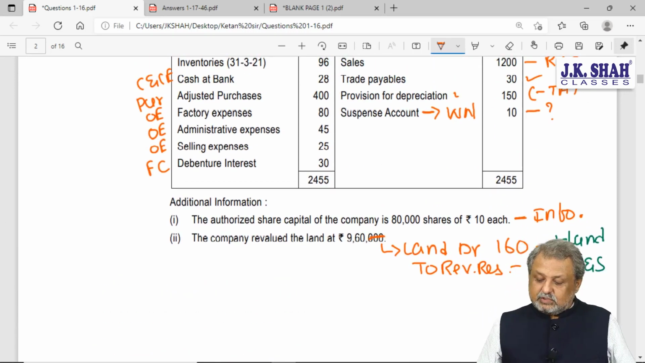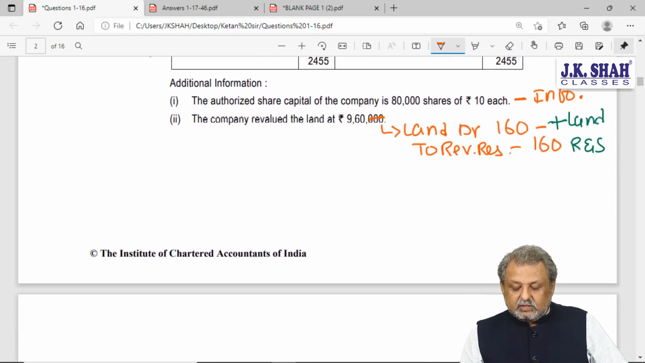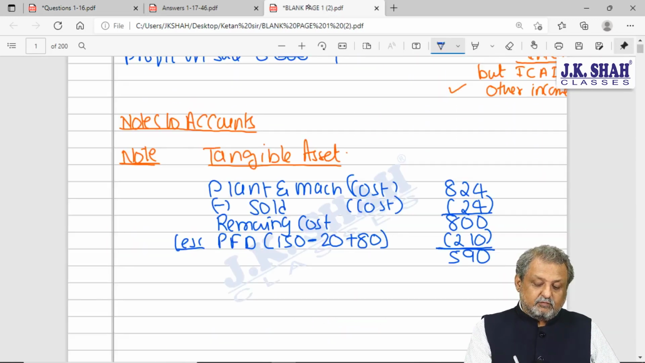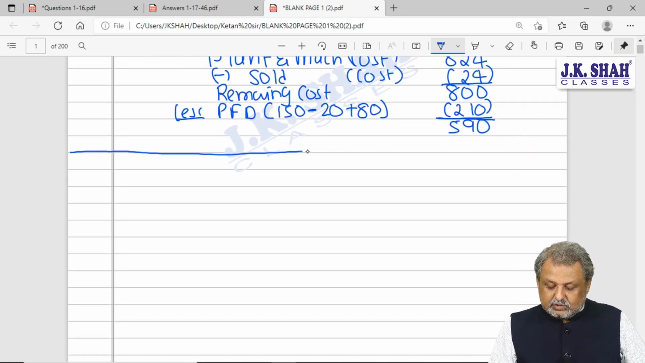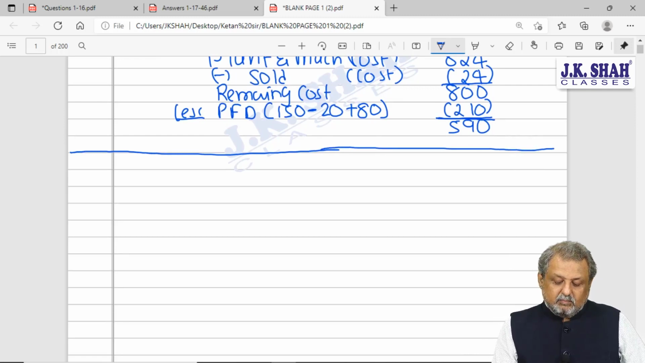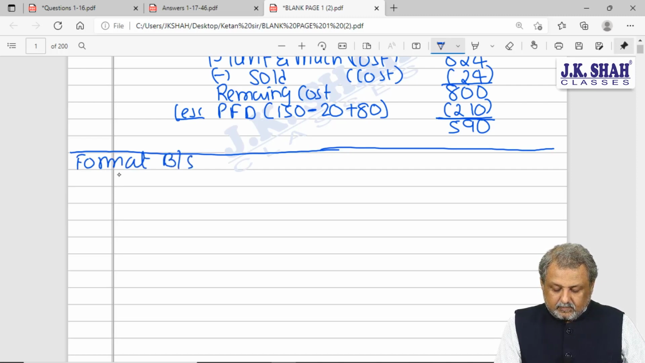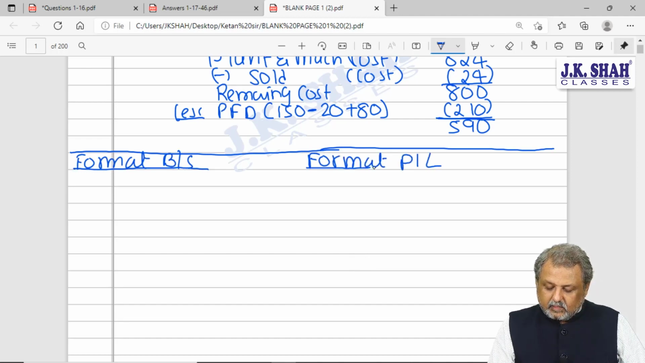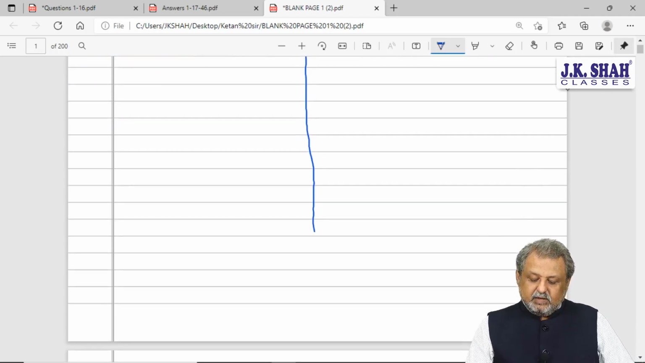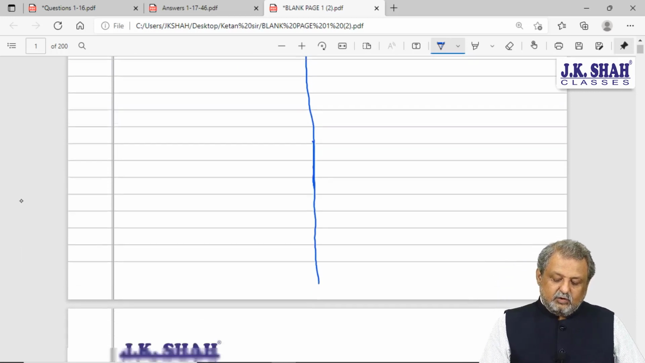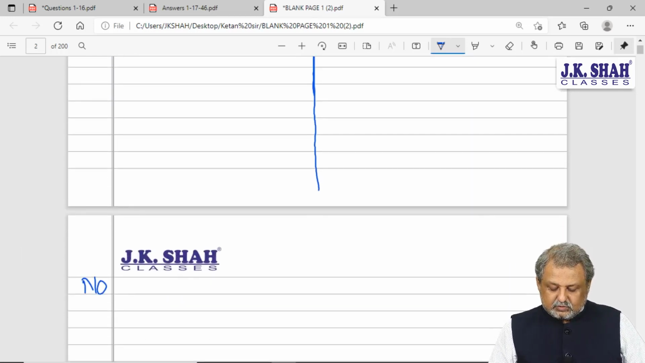When you solve this question, you know you want to prepare the balance sheet as well as P&L. So first and foremost, what you will be having is the format of balance sheet. Complete format of balance sheet. Then you will be having format of P&L. So first complete format of balance sheet, then complete format of P&L, and then you will go with the notes to accounts.